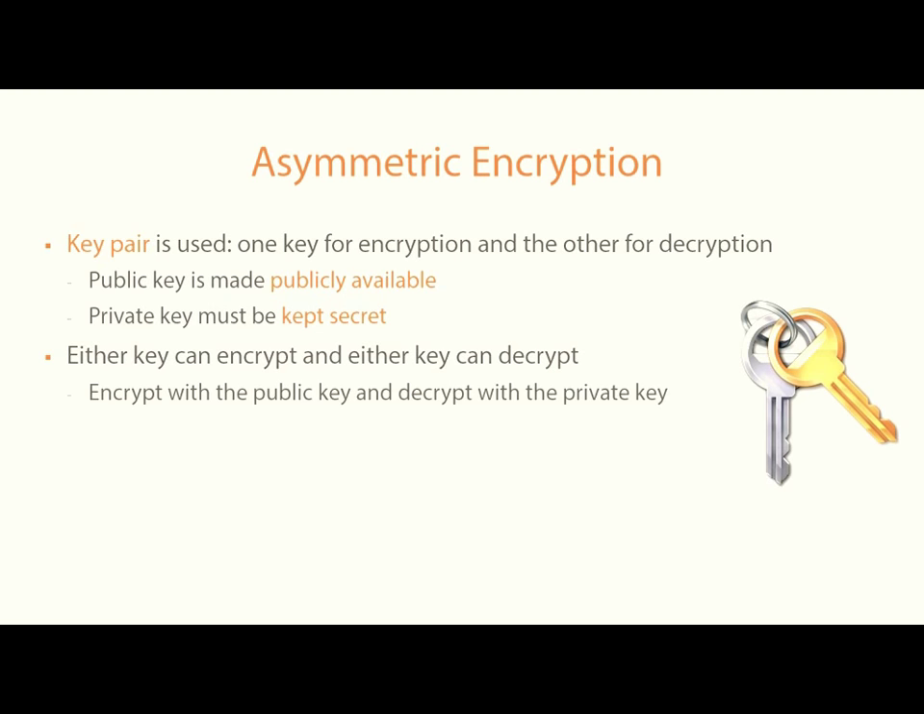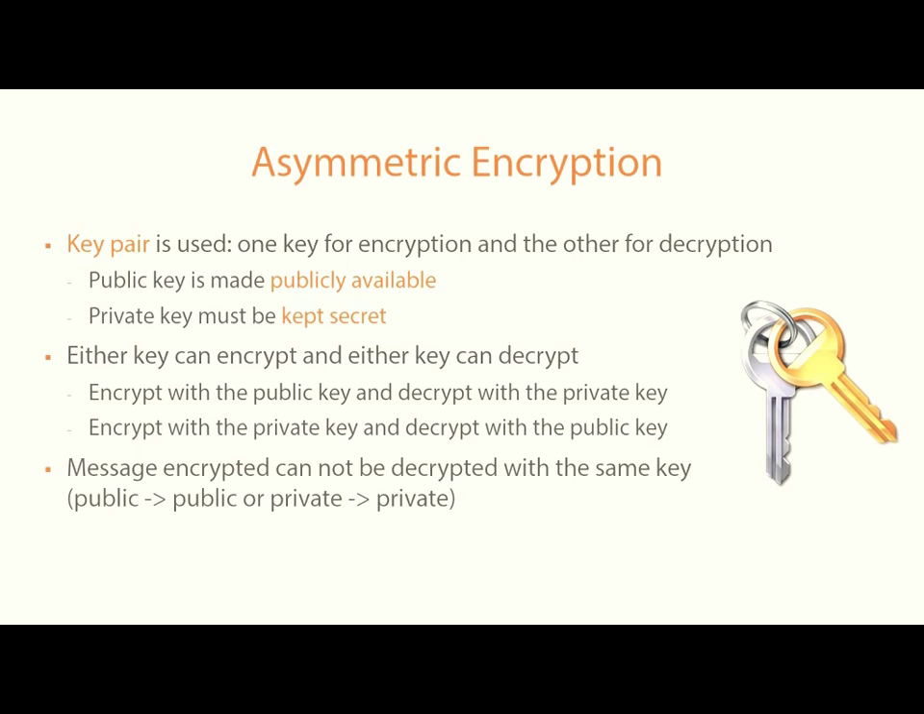So we can encrypt with the public key, as I mentioned, and then decrypt with the private key. We can also encrypt with the private key and decrypt with the public key, if we're doing digital signatures and so forth. So messages encrypted cannot be decrypted with the same key. That's why we have this two-key pair system. Public cannot do public, just as private cannot do private. If you encrypt with the public, you have to decrypt with the private and vice versa. So just understand that basic concept.